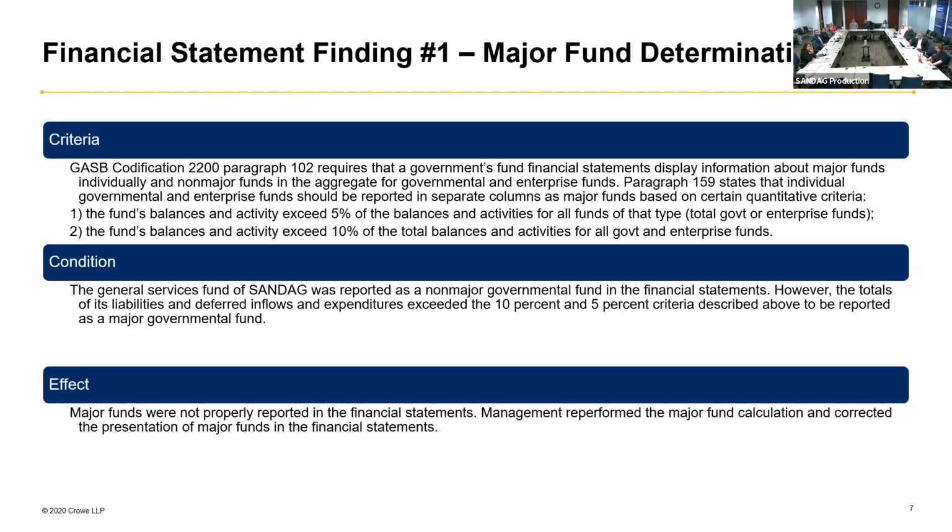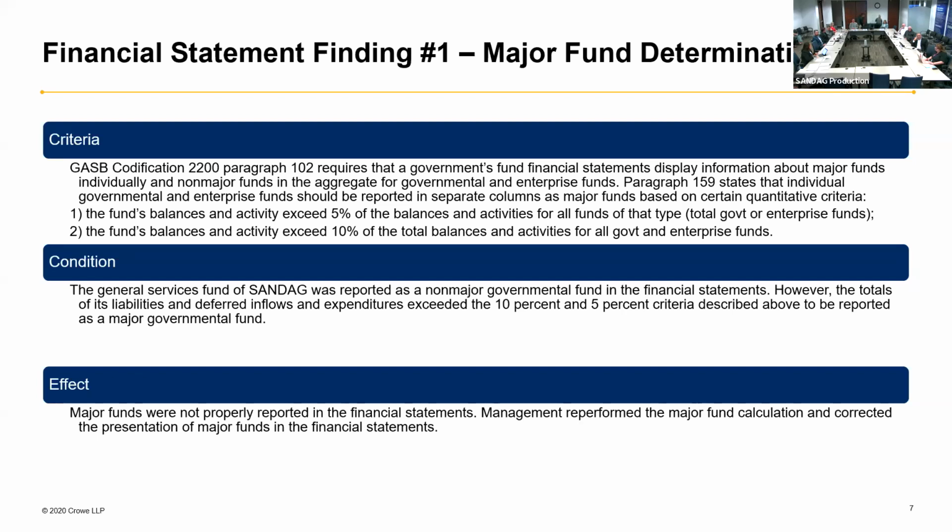The first one, we labeled it as the major fund determination. By way of description, there is an accounting standard, GASB 34, that requires management to go through a mathematical calculation that's articulated in the standard. The point of that standard is to ensure that funds that meet a certain threshold are separated and called major funds, and they have an individual column within the financial statements of the annual comprehensive financial report.